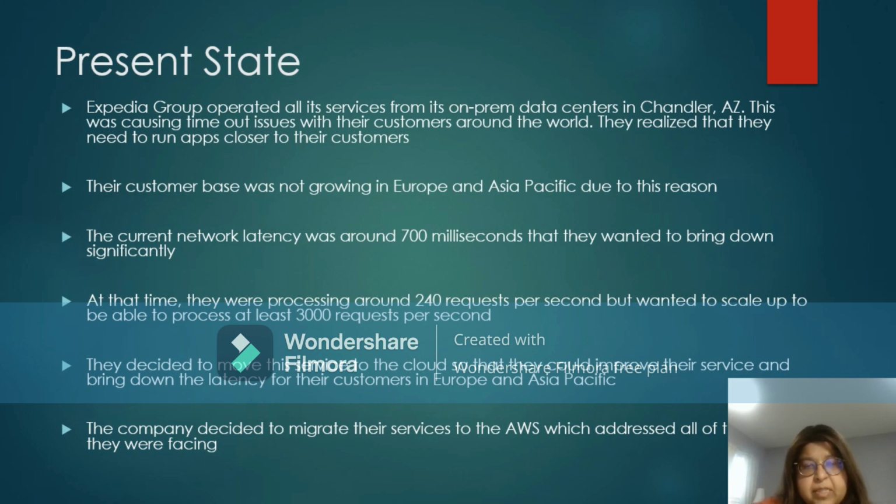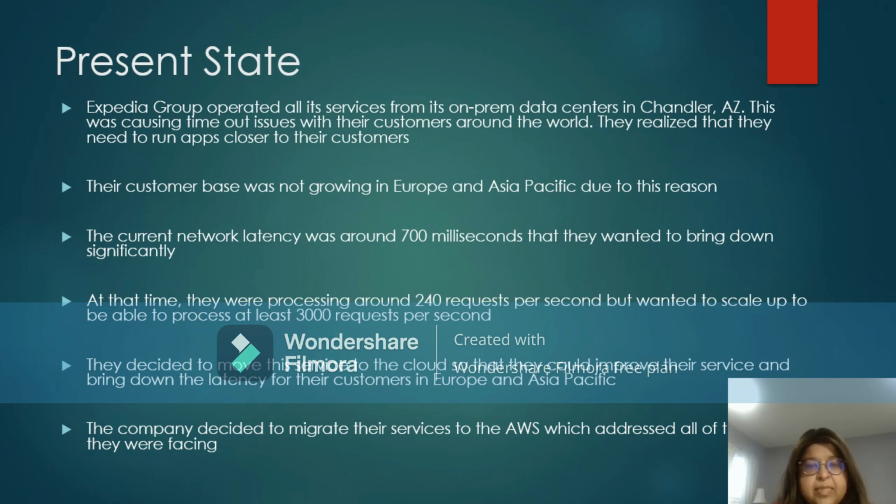Just talking a little bit about the specifics of this migration, they had been operating all of their services from on prem data centers in Chandler, Arizona. This operational model resulted in timeout issues that affected customers worldwide. Recognizing the need to run their applications in proximity to their customer base, they decided to expand their reach in Europe and Asia Pacific. They identified that the prevailing network latency, which is about 700 milliseconds, was a significant obstacle that needed to be reduced substantially.